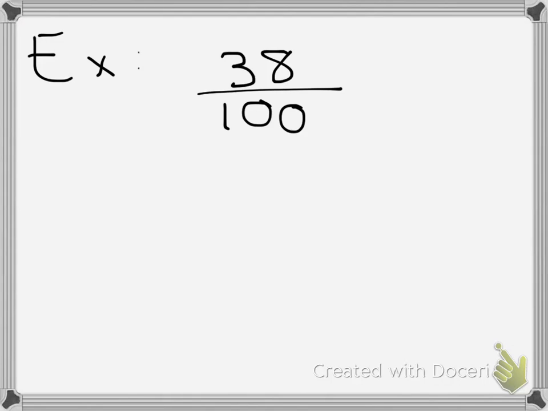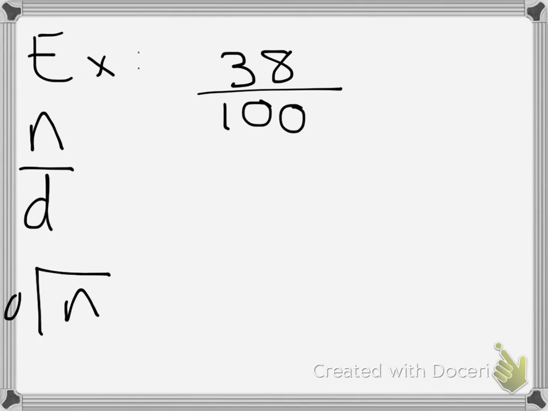Our very last question is this one, as an example of how to change a fraction to a decimal. And remember, we do our nice descriptive visual, with the nerd on the inside and the donkey on the outside. Then we put it into a division problem. Our numerator is the 38. Our denominator is that 100. Does 100 go into 38? No, so we put our decimal.